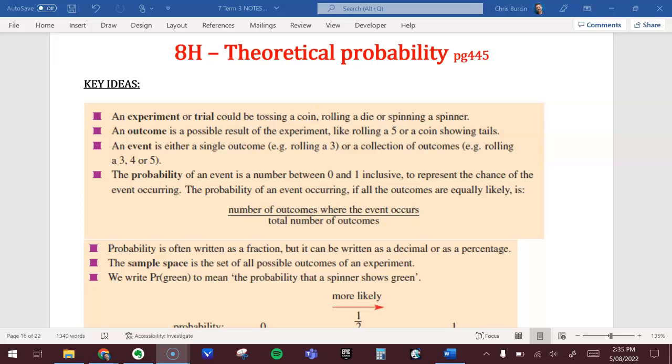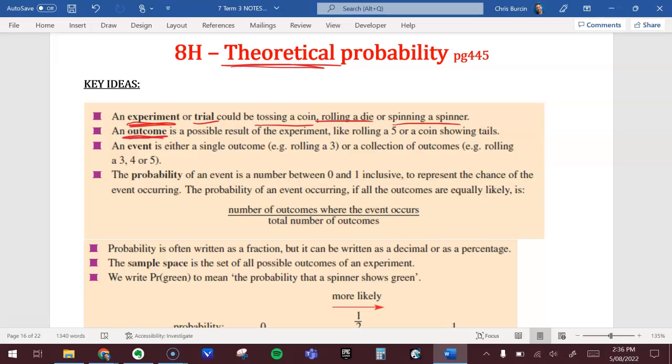Okay, we're looking at theoretical probability. So what is the mathematical way to work out, without actually doing an experiment or trial, which we will do, what are the possibilities that we could get? So tossing a coin, rolling a die, which is one die, two dice, or spinning a spinner. We can find that out through experiment.